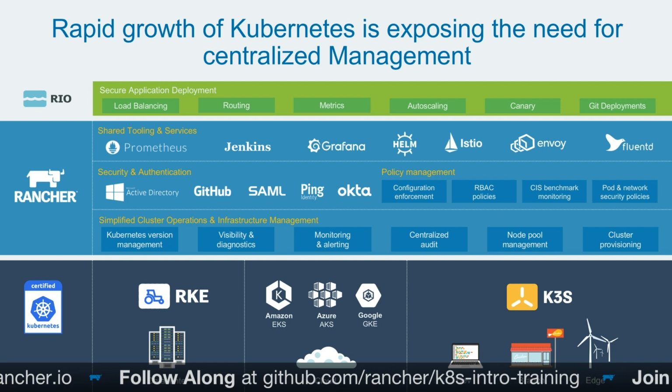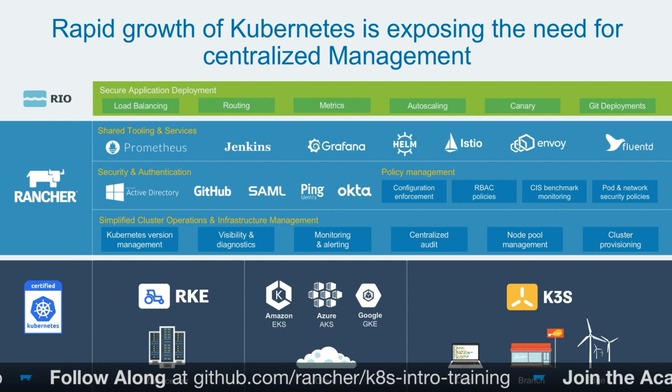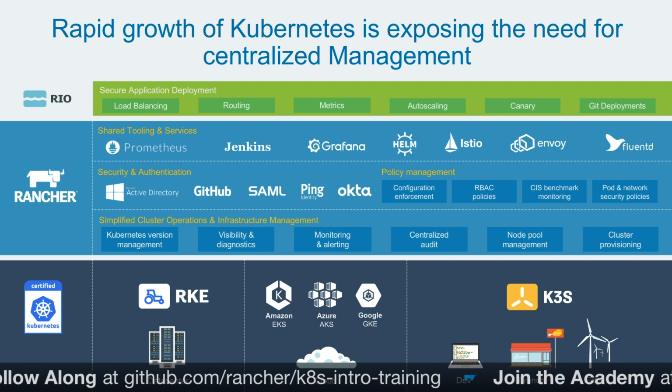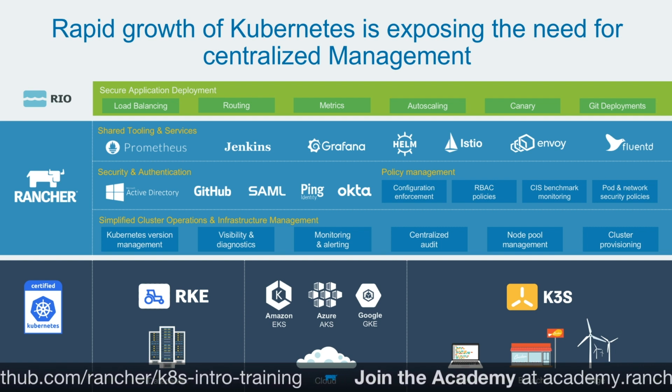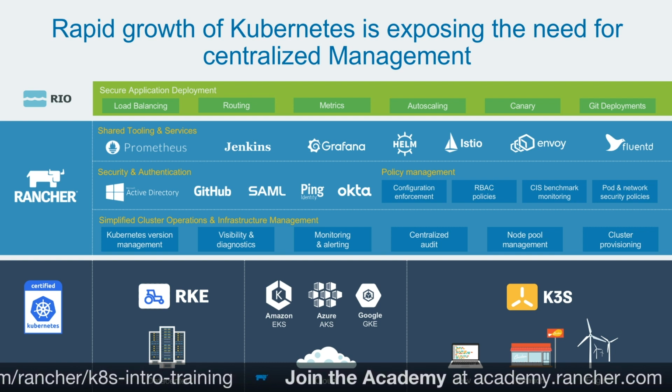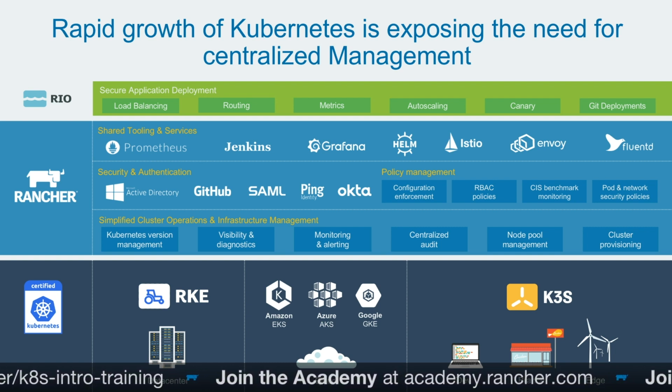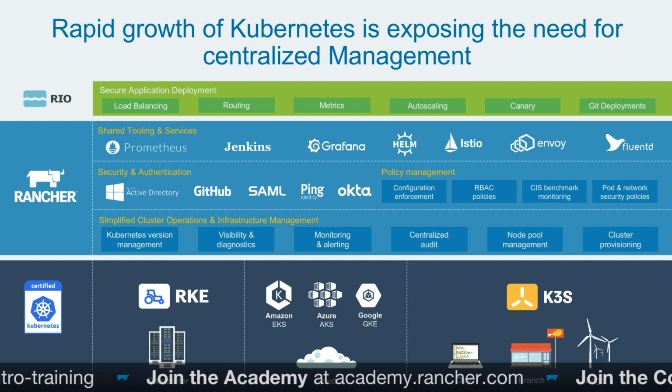For certified Kubernetes distributions, we have two: RKE, which runs everything inside of containers and is designed for data center environments, and K3s, which is what we're going to use today. K3s is super lightweight, works just as well in a data center as it does in resource-constrained environments like IoT and the edge.